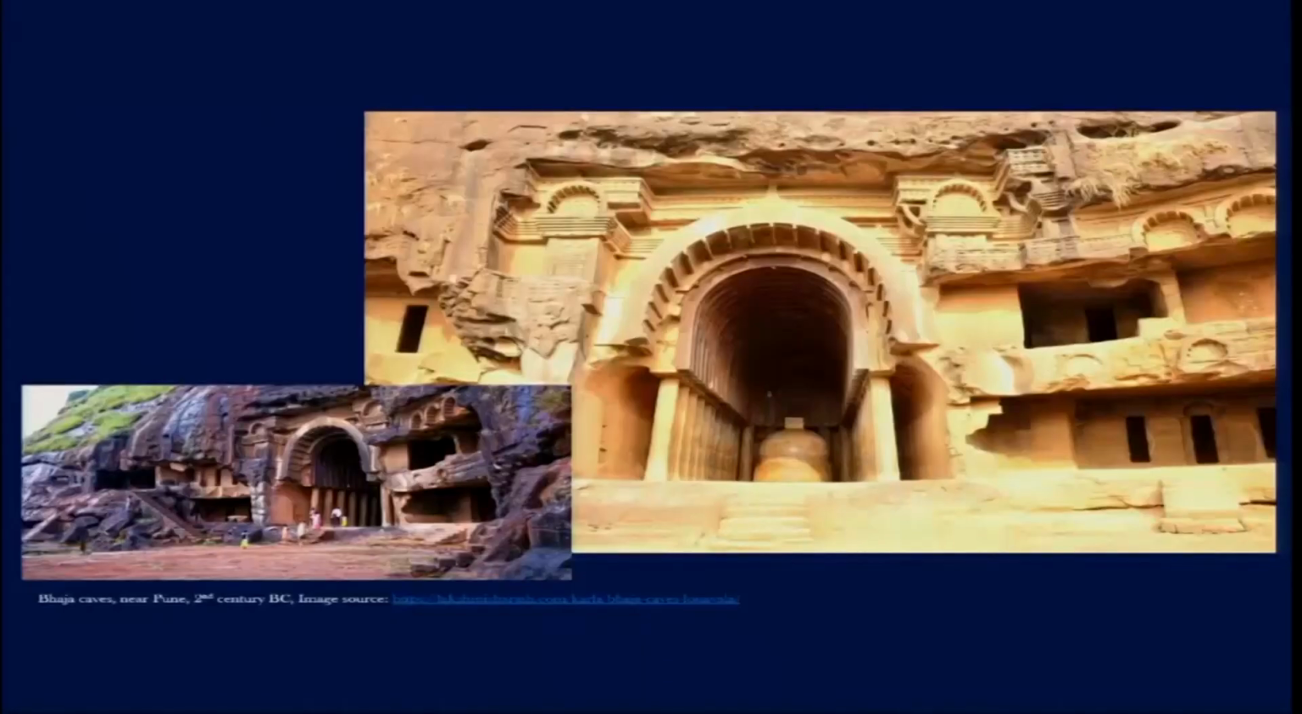For example, here on screen we have images from the Bhaja caves, which are today in the state of Maharashtra, and those were made in the 2nd century BC. These two images tell us very clearly how these caves were excavated from the living rock structures. This was in principle part of Buddhist architecture, making use of living rock so that no other materials are utilized for erecting a house from scratch.